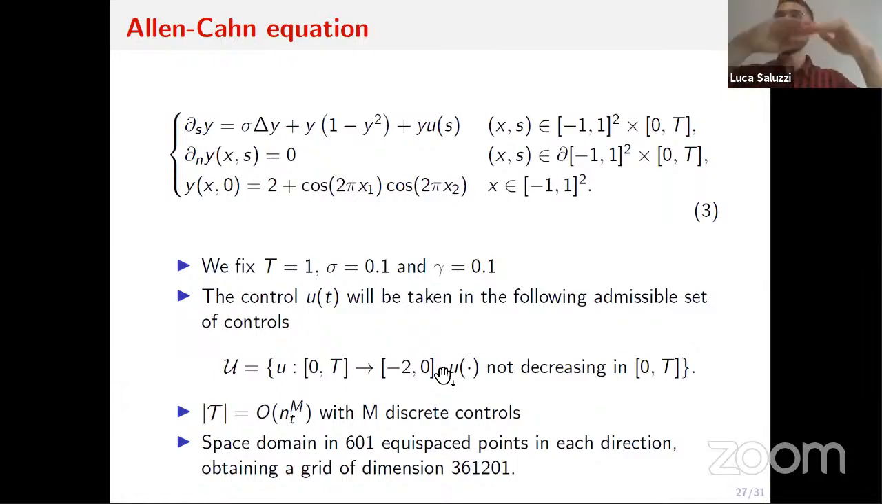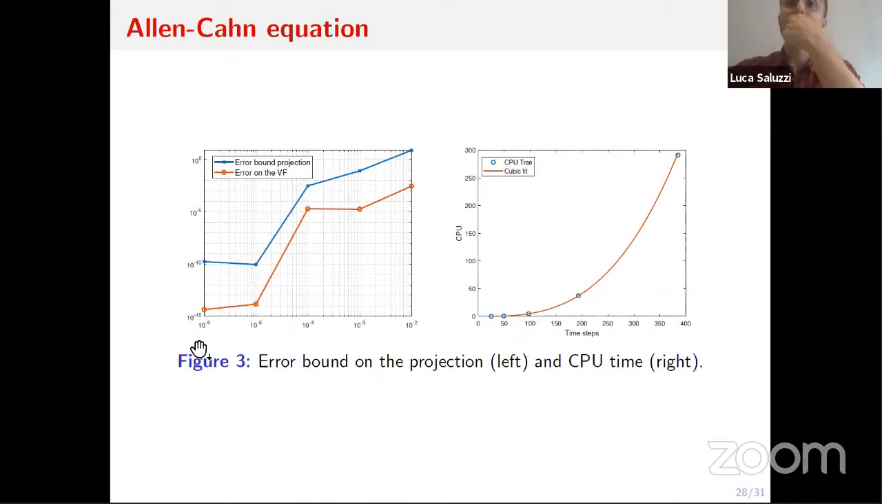So we start from -0, -2, and then we increase. We don't decrease. So what does it mean? As I told you, given m discrete controls, the growth of the cardinality is nt to the power m. Then in this example, we exaggerated, we consider like 600 in each direction with a very huge dimension of the grid. It's not necessarily such a huge dimension, but just to show that we can deal with very high dimension. And this is the error bound.